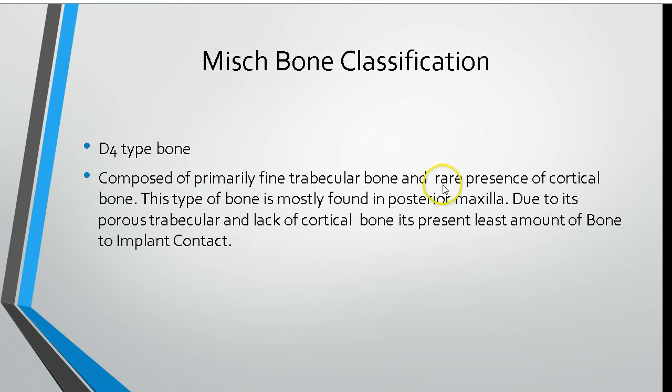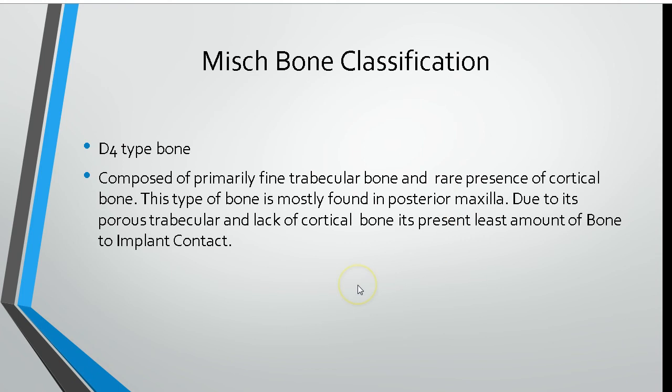D4 is pretty much found in the back of the maxilla, and rarely will you find any cortical bone in that area. It's mostly made up of fine trabecular bone. So when you're placing an implant in the back of the maxilla, as you should expect, the primary stability is not going to be that good. And when you're torquing the implant in, the torque is not going to be high because of the lack of cortical bone.